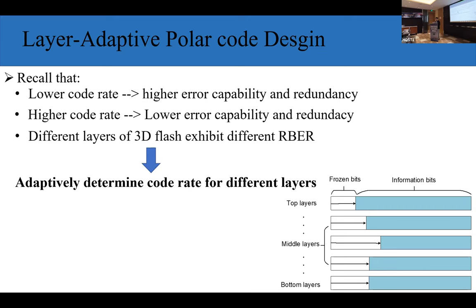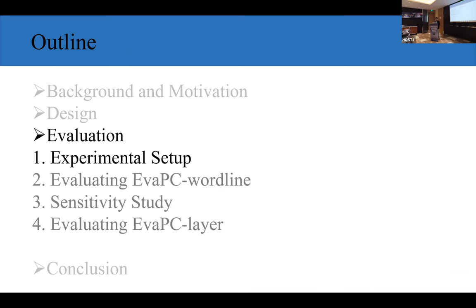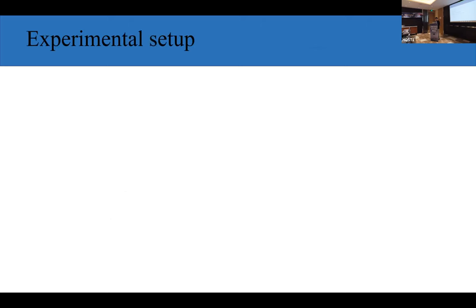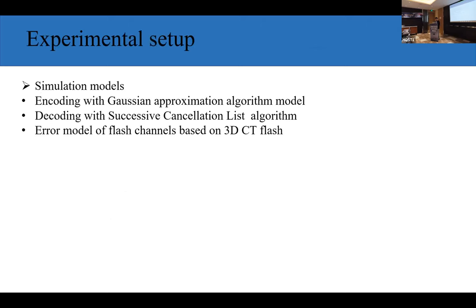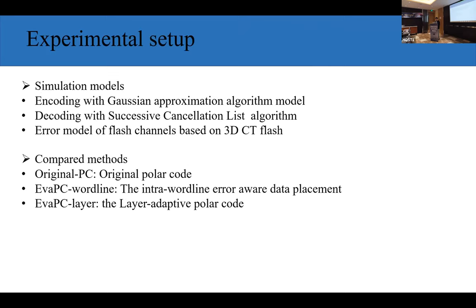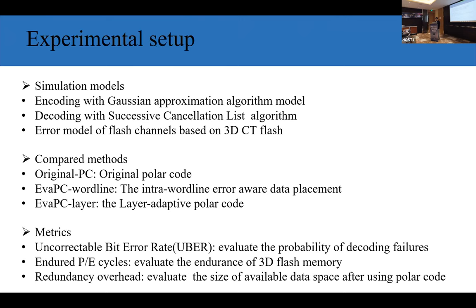Next, we describe our evaluation. We simulate the encoding and decoding process of polar code with an error model based on 3D CT flash. We evaluate three methods: the original polar code, the EVPC wordline, and the EVPC layer. We evaluate three metrics: the UBER, which evaluates the probability of decoding failure; the induced P/E cycles, which evaluates the endurance of 3D flash memory; and the redundancy overhead, which evaluates the size of available data space after using polar codes.